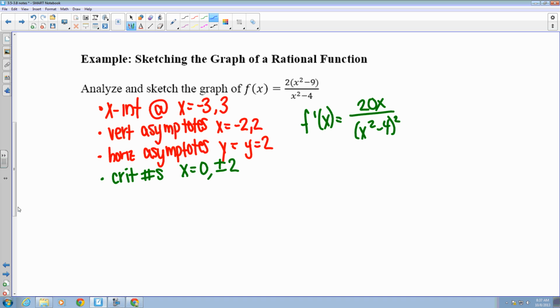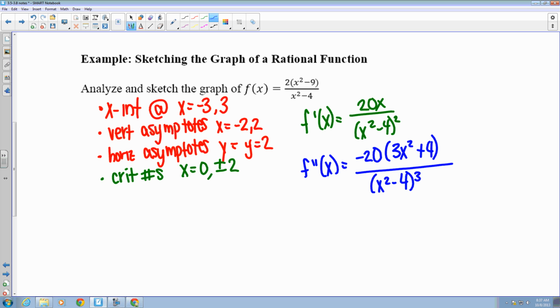And again, I'm going to just skip the differentiating process to give you the second derivative, save a little bit of time. -20 times (3x squared plus 4) all over (x squared minus 4) cubed. Which means that our possible points of inflection, we do not have any. Okay, so our domain and range we don't necessarily need to do since we know what the vertical asymptotes and horizontal asymptotes are. That's really enough information.